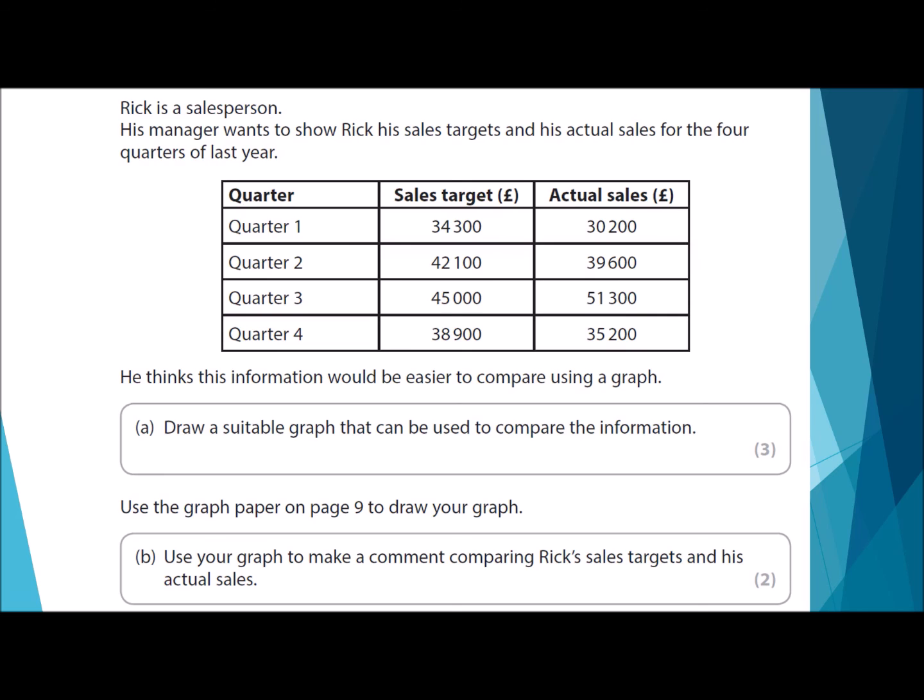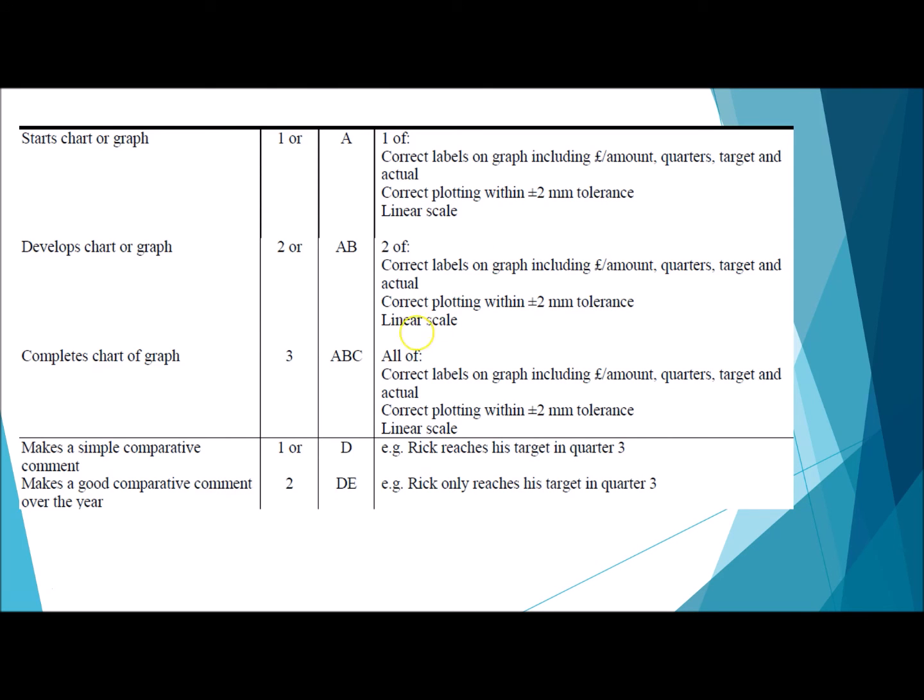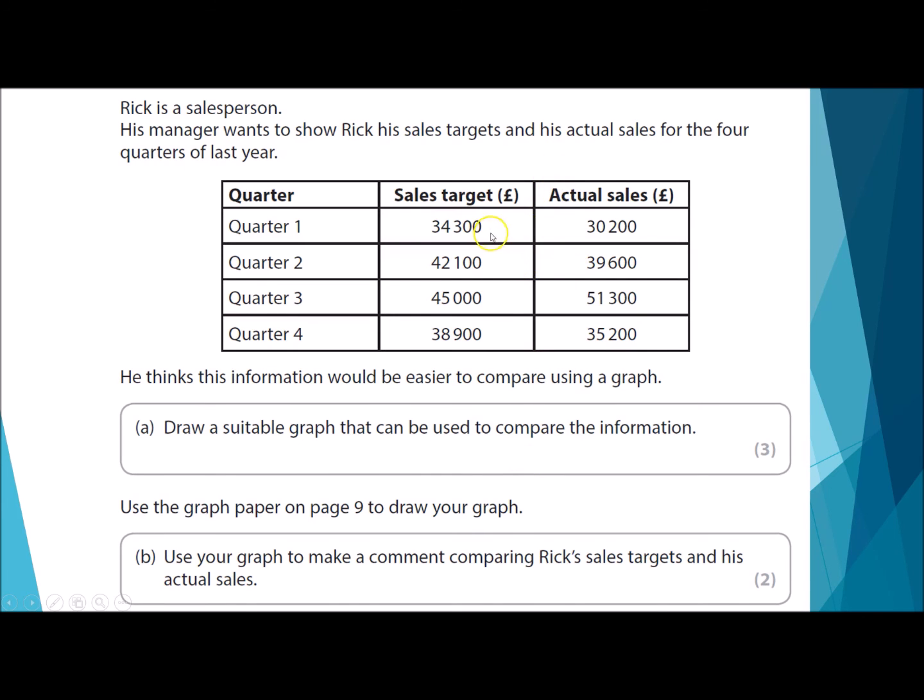And then make a comment comparing the sales targets and the actual sales. So 1 mark if you make a simple comparative comment, such as Rick reached his target in Q3, and a good comparative comment would look more generally: Rick only reaches his target in Q3. So that's comparing obviously the sales to the actual. So it's a bit elusive, that one, hard to know what they're actually looking for. So if you can, make sure your comments are insightful comments.